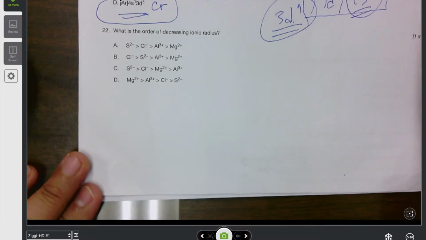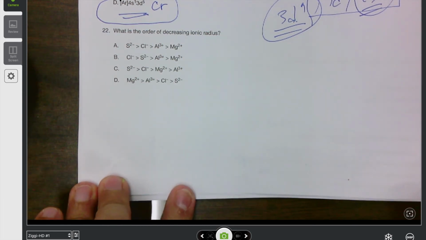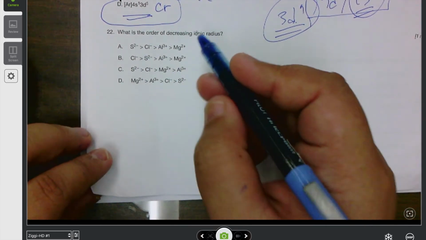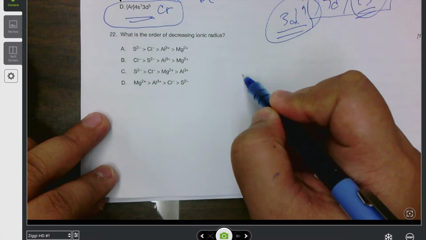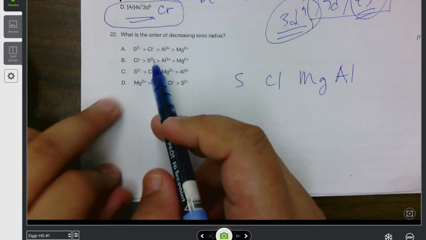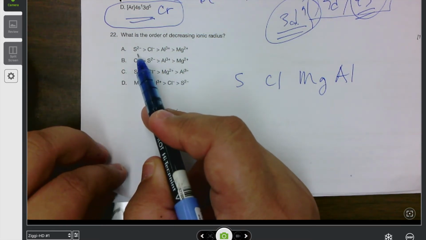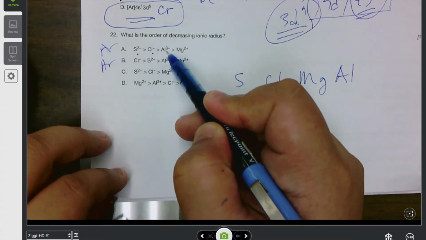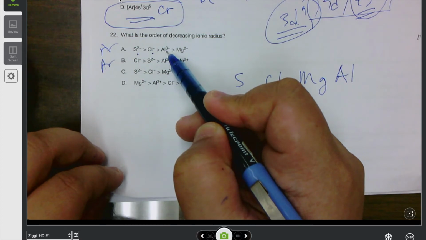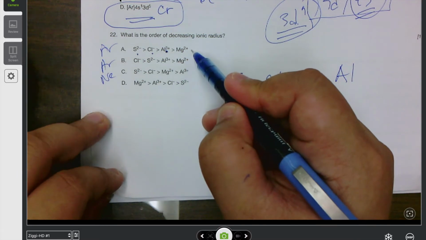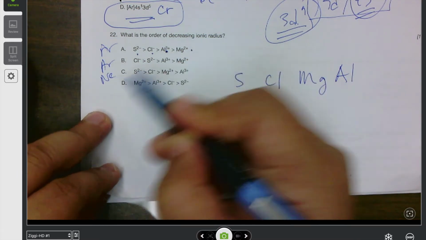Okay, number 22. Skip. Bailey, 22. I'm not gonna skip because you're thinking. All right, so we have sulfur, chlorine, magnesium, aluminium. Sulfur gains 2, it's argon. Chlorine gains 1, it's argon. Aluminum 3 plus is neon, right? And Mg2 plus is neon.